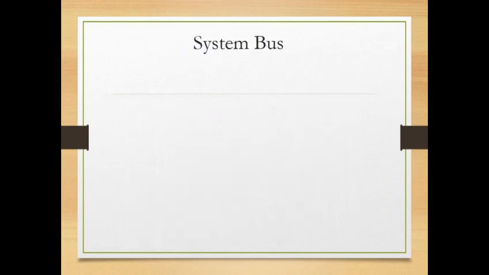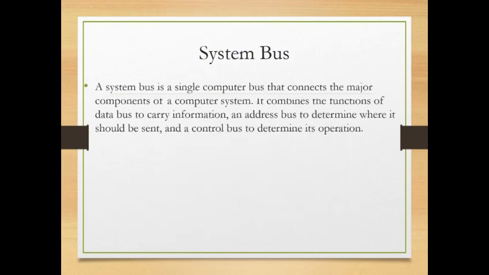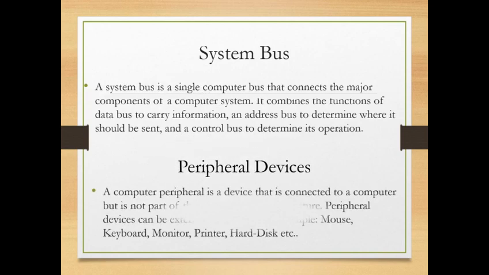A system bus is a single computer bus that connects the major components of a computer system. It combines the function of a data bus to carry the information, an address bus to determine where it should be sent, and a control bus to determine its operation.